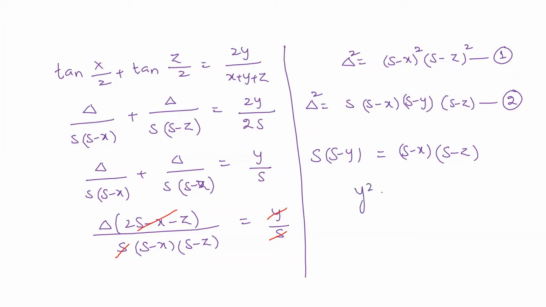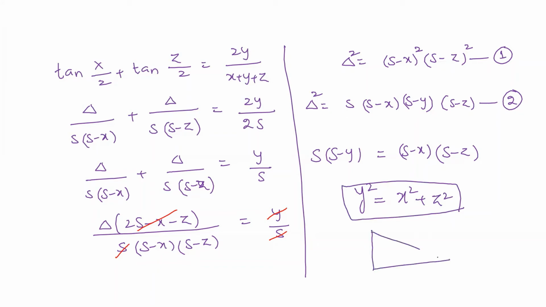All the cancellations will happen and ultimately we are going to get y square as x square plus z square. So we get y square equal to x square plus z square. That means what is going to happen? Here we are going to get a right angle triangle, because this y square came out to be x square plus z square. That means capital Y is going to be 90 degrees.